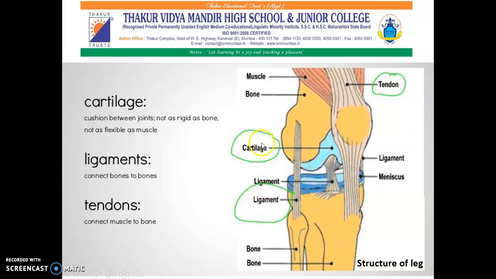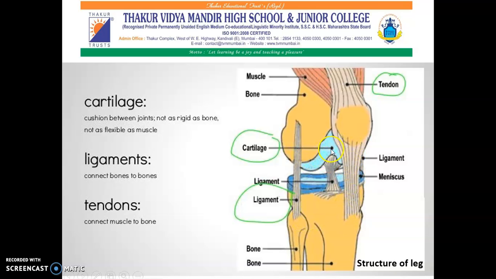The picture shows bones, cartilage, ligaments and tendons all together. So let us understand this. This is the structure of the leg. Over here you can see this yellow portion indicates the bones. This is ligament. It is a band of tissues that is connecting bone to bone. You can see over here, this is also ligament that is connecting bone to bone.